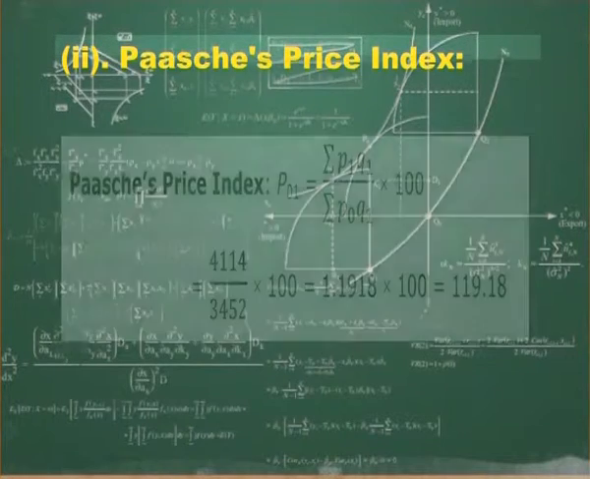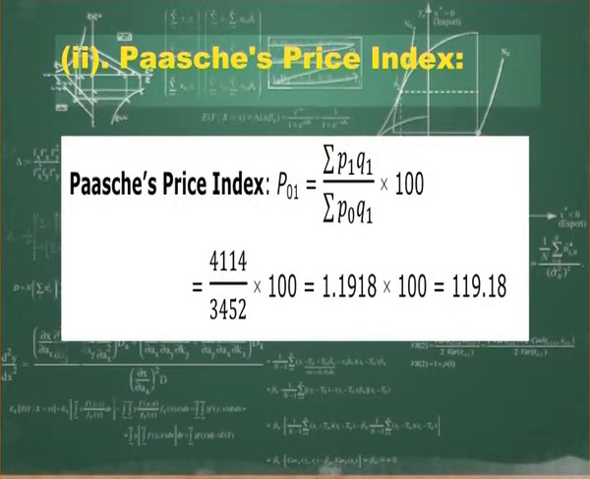Now let's calculate Paasche's price index. So this is P01. Using the formula, we have 4114 divided by 3452 into 100, which is giving you 1.1918 into 100. So that is equal to 119.18.